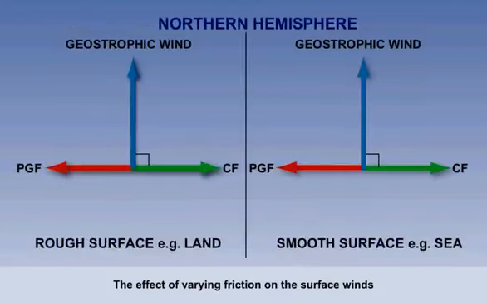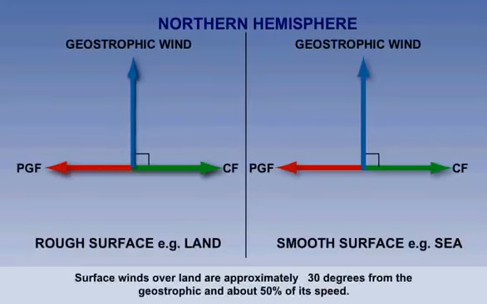The examples shown here are from the northern hemisphere. The image on the left will be used to understand surface winds over a rough surface, like a landmass. The image on the right will be used to understand surface winds over a smooth surface, like the sea. Let's concentrate on the image on the left.